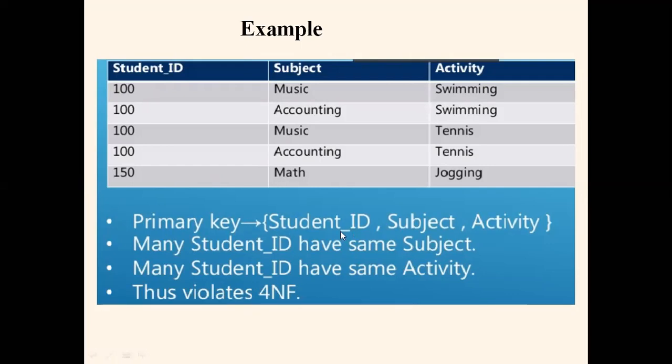So what happens? We have multi-valued. Here we have multi-valued. Yes, we have a similar multi-valued here also. Definitely we have multi-valued. So we have a multi-valued dependency on each and every entity that we have, for each and every single attribute. For student ID the values are repeating, subject the values are repeating, activity the values are also repeating.